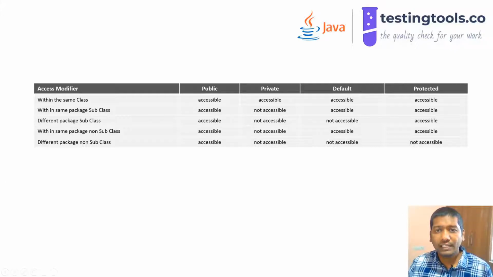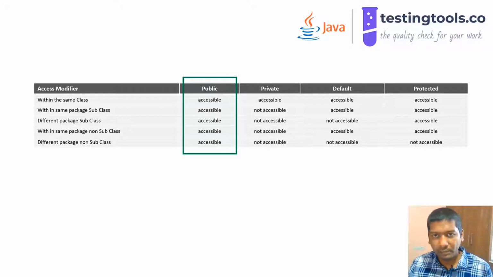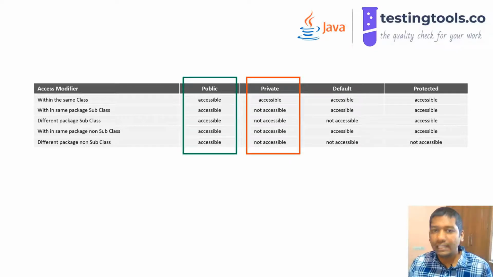Before we get into the individual scenarios, there are two universal rules. First one, if you declare any data member or any method with a public access modifier, it can be accessed anywhere and everywhere. Now the next is, when you declare any data member or a method as private, it is only accessible within the same class. It cannot be accessed anywhere else. So the major difference is in default and protected, which we will be seeing in different scenarios.